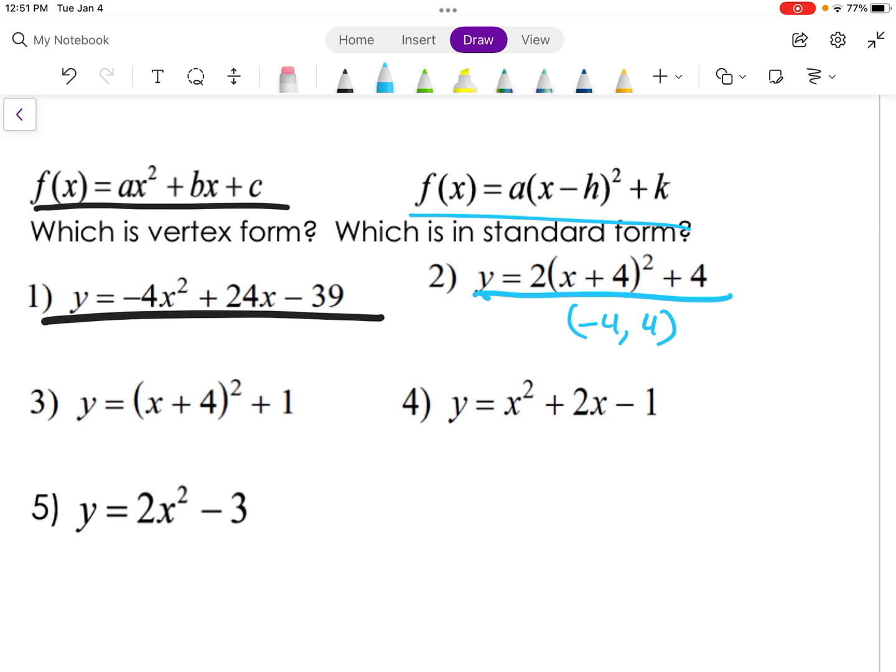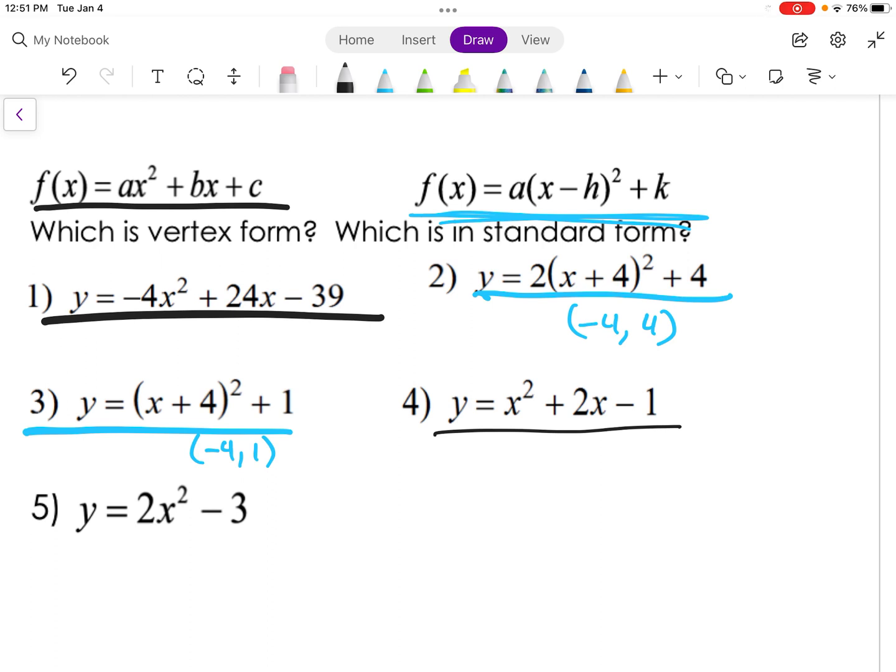This is also vertex form, right? It looks like that one up there. This vertex would be at -4, +1. This one is in standard form, right? It looks like that, x squared plus x plus a constant.